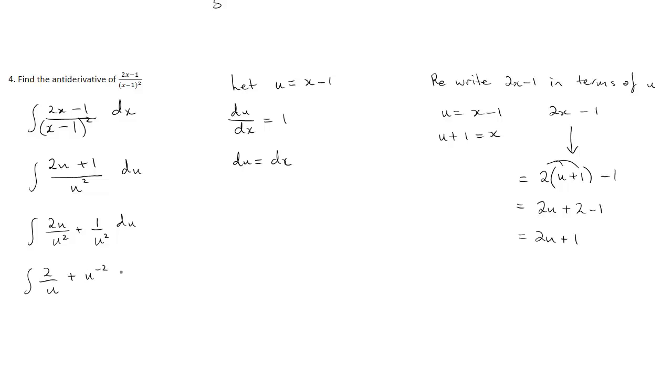And I'm going to just move the power up. So that will make it a negative. Now, the integral of 2 over u is 2 log e of u. And then that's going to be plus increase the power by 1, divide by the new power, and then plus c.